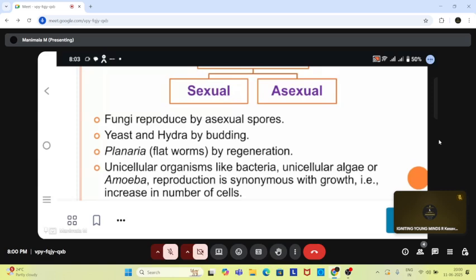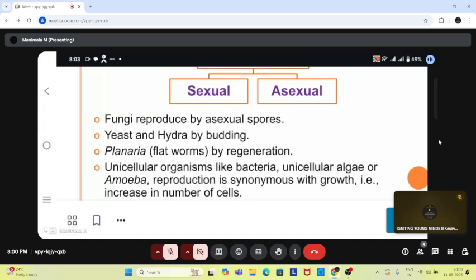Yes, ma'am, I have a doubt. Yes, tell me. Ma'am, can you please tell me the difference between regeneration and fragmentation? Very good question. Actually, for fragmentation the example is Spirogyra. For regeneration, we go with examples like planaria and also lizard. In our body, the liver also undergoes regeneration.